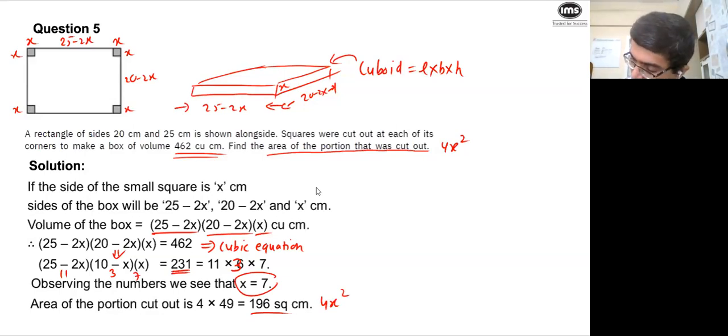I just divided this by 2. I also divided this by 2.